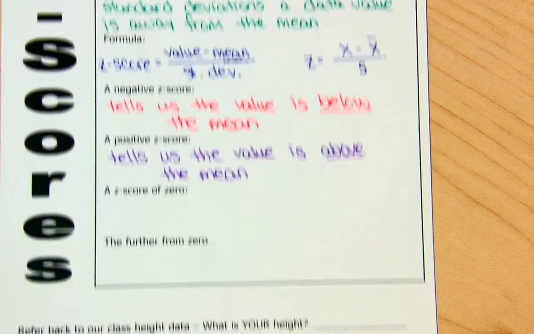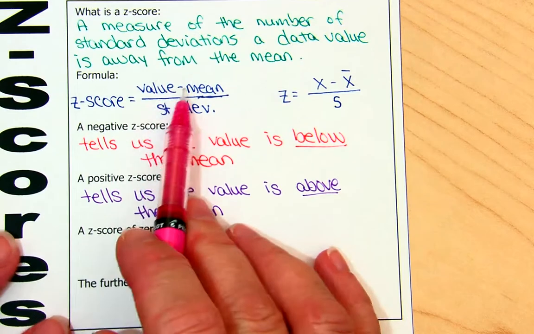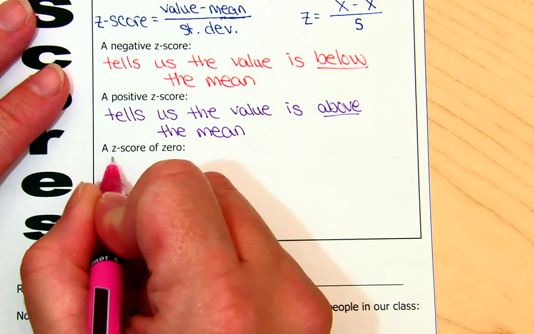What is the z-score of 0? I'd imagine that means that they're the same. You got it. Good deal. So we subtracted and we got 0. That means these two values were equal to each other. So the value is equal to the mean.